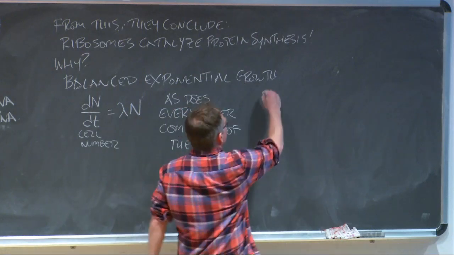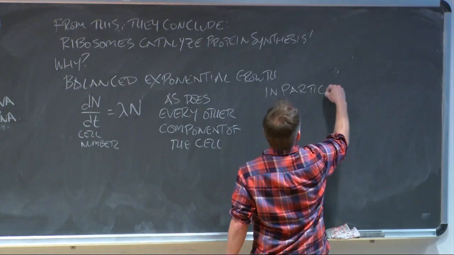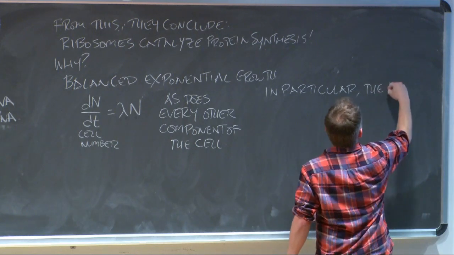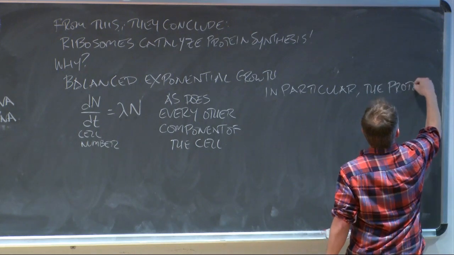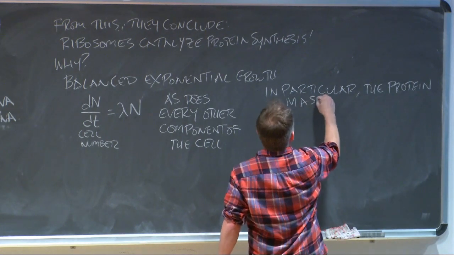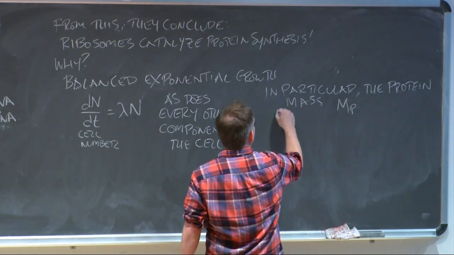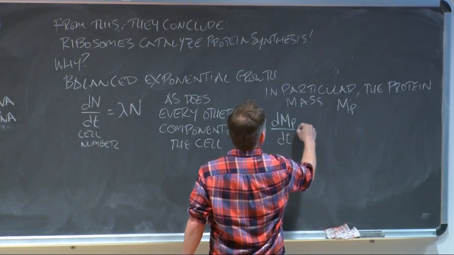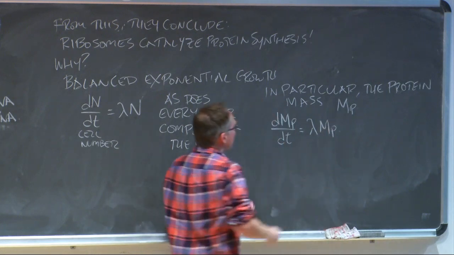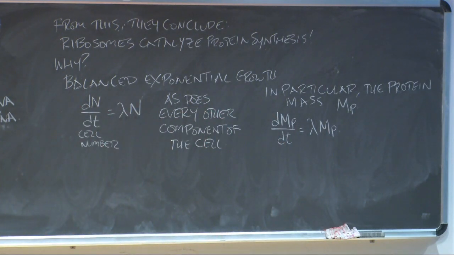And so in particular, the protein mass, let me call it M sub P, increases like this. Okay, no surprise here. I'm deliberately going slowly. Again, it's exponential growth, which mathematically is so simple, but biologically so deep that everything is increasing, clockwork, at the same rate. All right, now here's the insight.